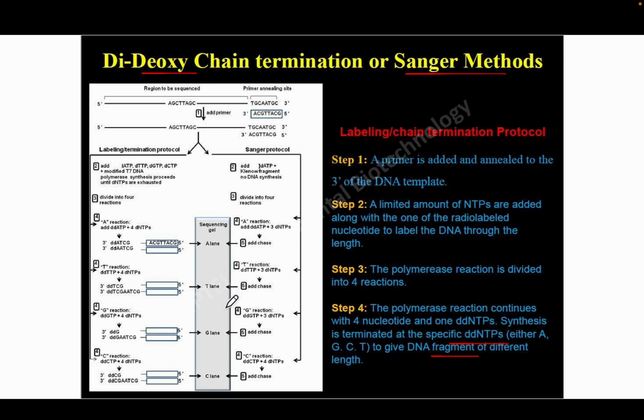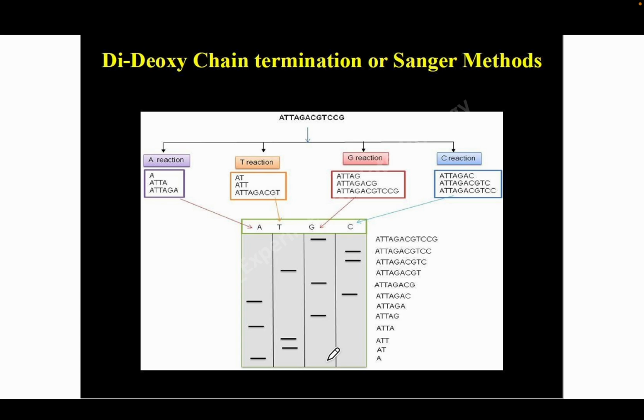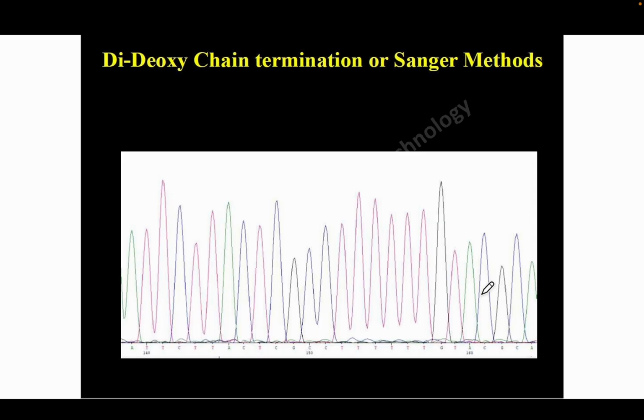So this is the sequencing gel. This is the DNA sequence at the A reaction. This is the T reaction, G reaction and C reaction. So wherever there is an A, there the synthesis will get stopped. Now if you load it onto the gel, you will see this kind of band pattern, and this is the sequencing result.